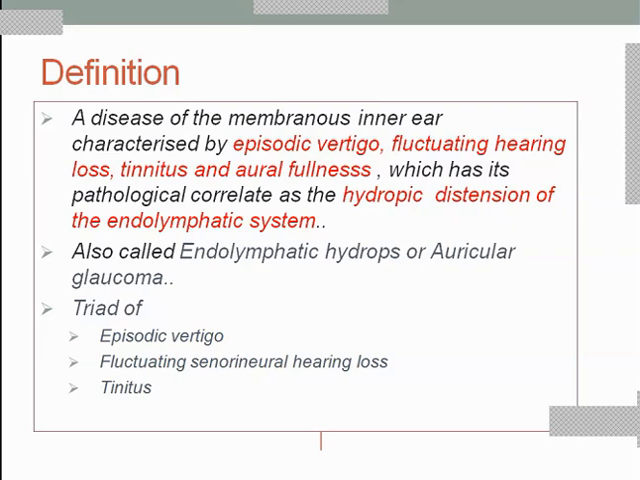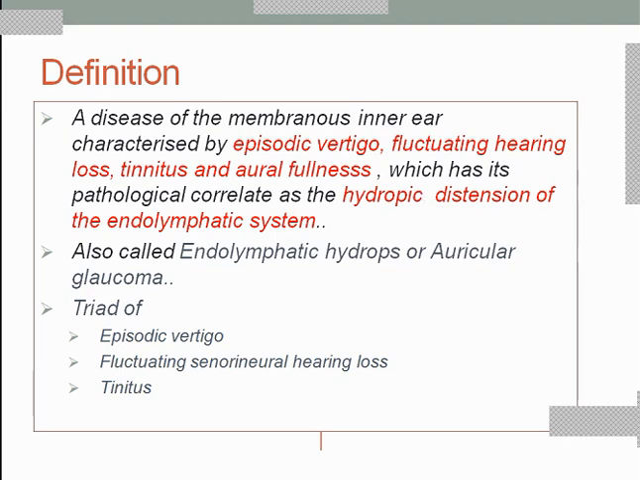It has a triad of symptoms: episodic vertigo, fluctuating sensorineural hearing loss, and tinnitus. Remember it is a fluctuating hearing loss and it is sensorineural, not a conductive hearing loss, and an episodic vertigo, not a continuous vertigo. These three are the triad of Meniere's disease. But aural fullness is an extra symptom. If you are asked about the triad in your questions, you should mention these three, excluding aural fullness.